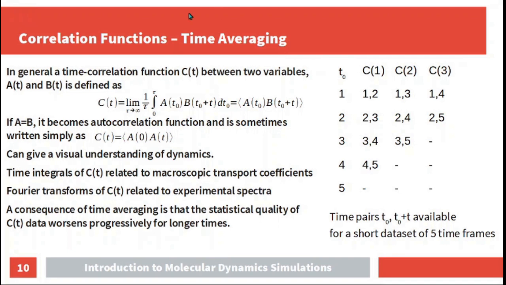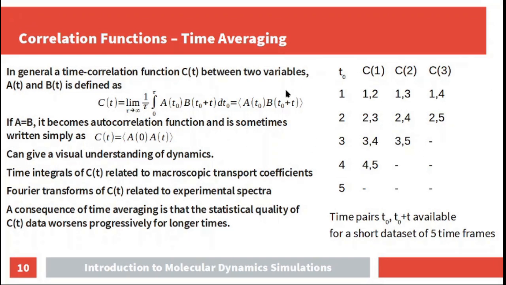So just to summarize, for t equal to 1, you'll take an average over all these numbers. For t equal to 2, you'll take an average over all these numbers. For t equal to 3, you'll take an average over all these 3 numbers. This is what is meant by time averaging.